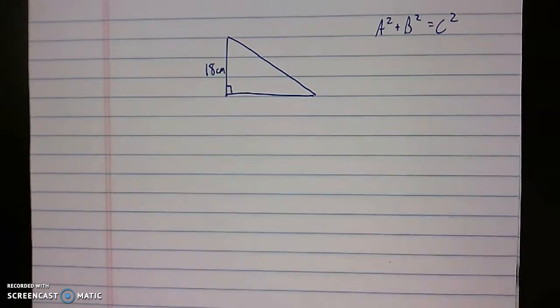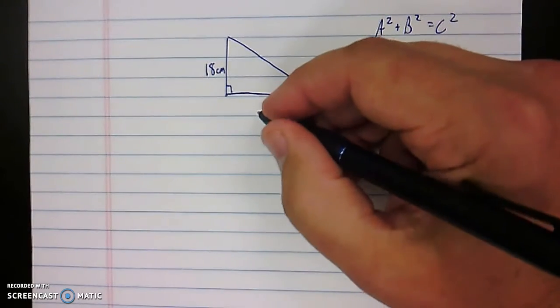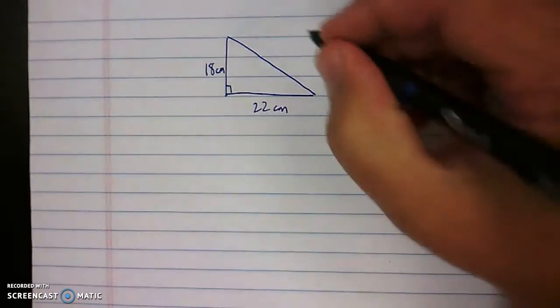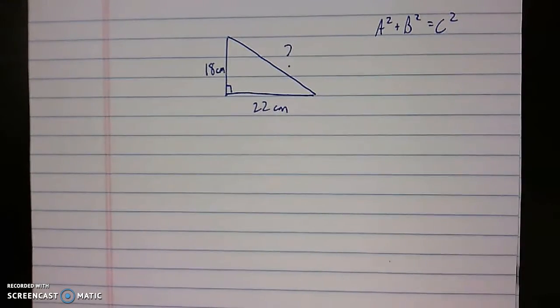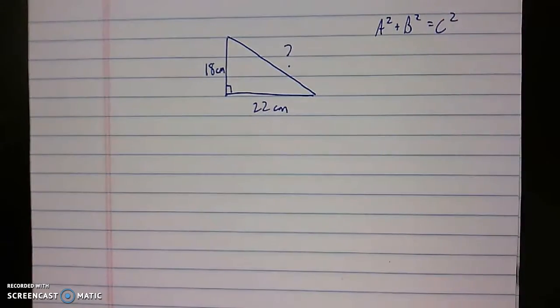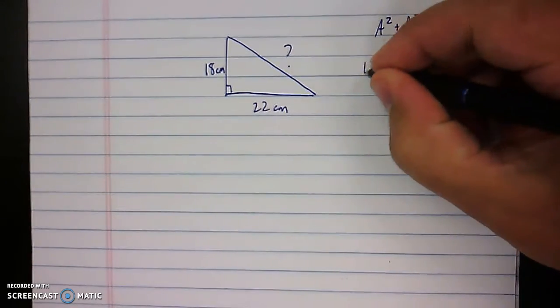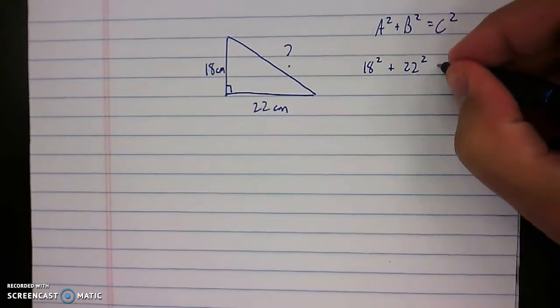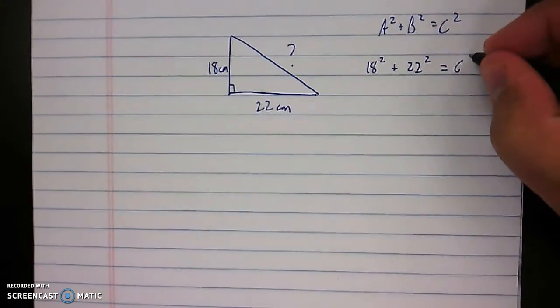I will tell you that this side of the triangle is 18 centimeters. Obviously, that's not 18 centimeters. We'll just say it's rough scale. And this side of the triangle is going to be 22 centimeters. And we are looking for the length of the hypotenuse. All right, pretty straightforward. A squared plus b squared equals c squared. So 18 squared plus 22 squared equals c squared.